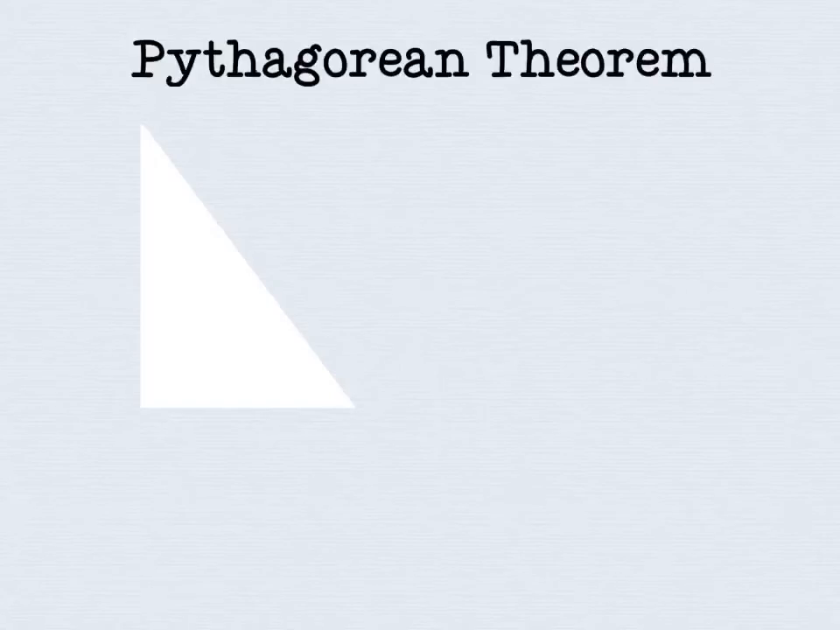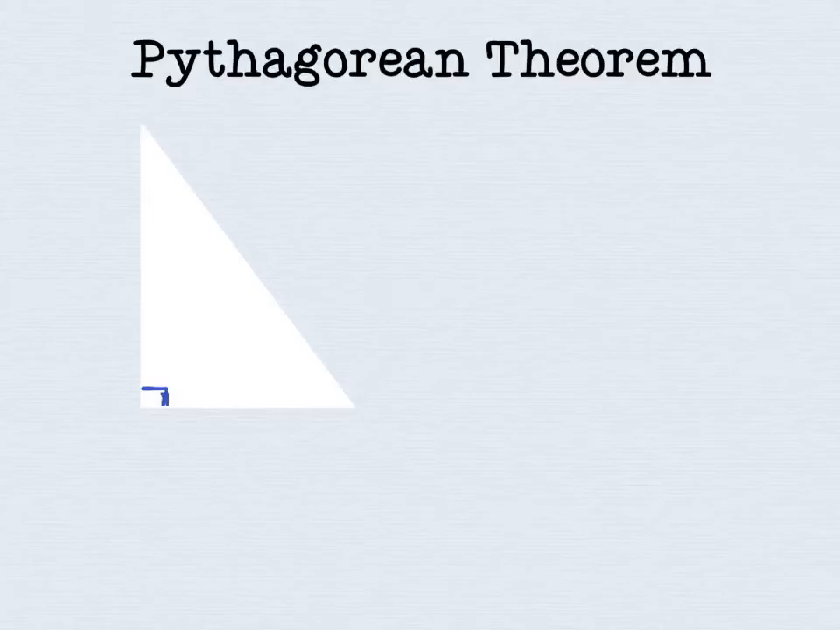Pythagorean theorem is basically a relationship between the three sides of a right angle triangle. And you cannot use the Pythagorean theorem unless you have a right angle triangle. So you want to be very careful to look for an indication that there is a 90-degree angle in the corner. Otherwise, it will not work.